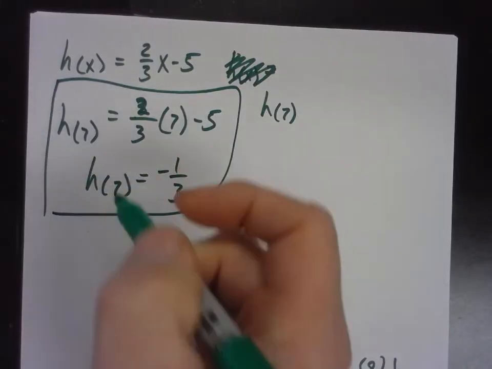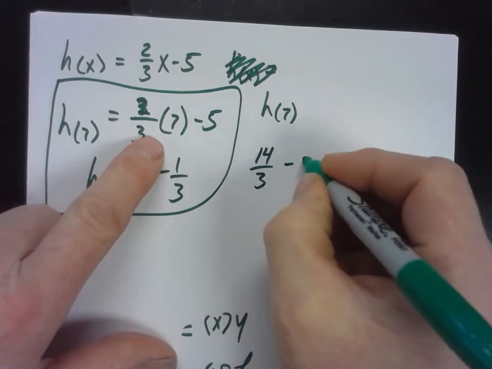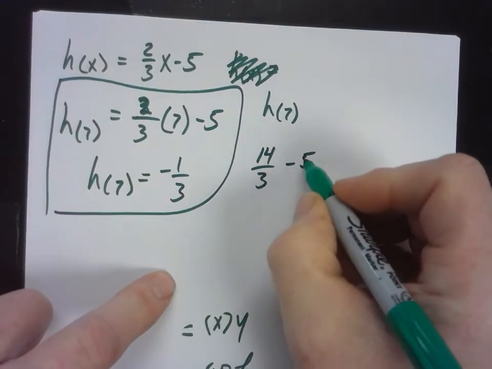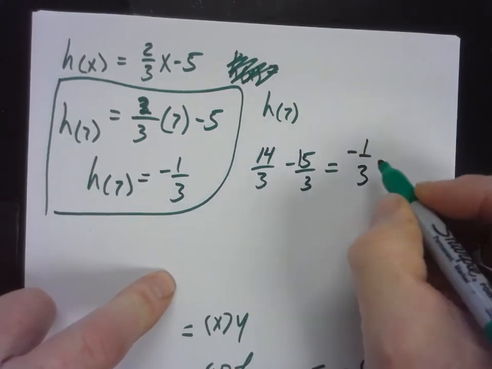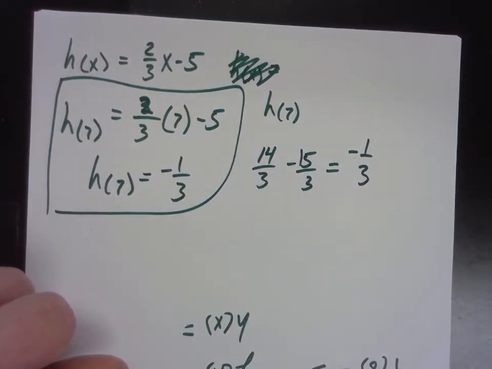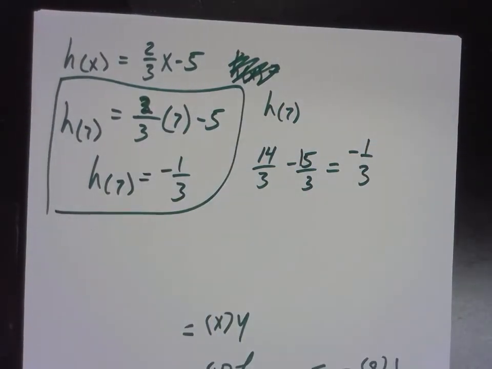Now, you don't have to do it all by hand. You don't have to say, well, that's 14/3 minus 5, and that'd be 15/3, and then I can subtract. Wouldn't be that hard, though. But I expect to see that you plugged it in and made it work, okay?